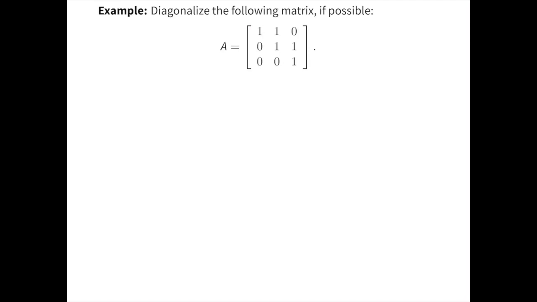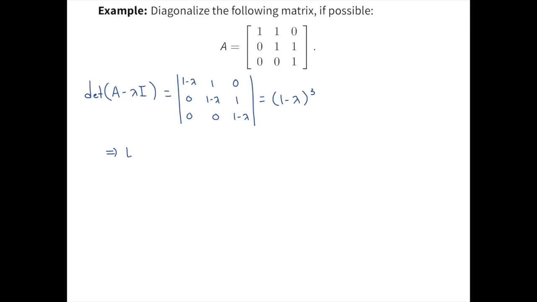I'm not going to write down the explicit steps, but we're going to start off by finding the eigenvalues of this matrix here. So we're going to look at the determinant of A minus lambda I. So that's going to be the determinant of 1 minus lambda, 1, 0, 0, 1 minus lambda, 1, and 0, 0, 1 minus lambda. Now this is nice because it's an upper triangular matrix. It's really easy to compute the determinant. So we just get 1 minus lambda cubed. And so therefore, the eigenvalues are all just equal to 1.